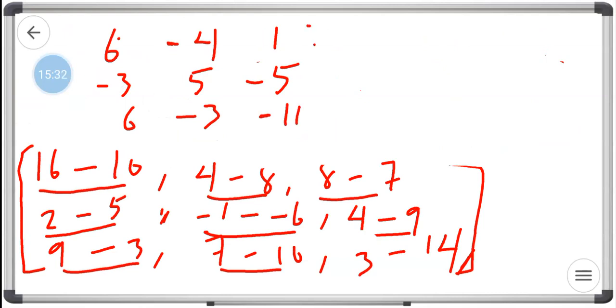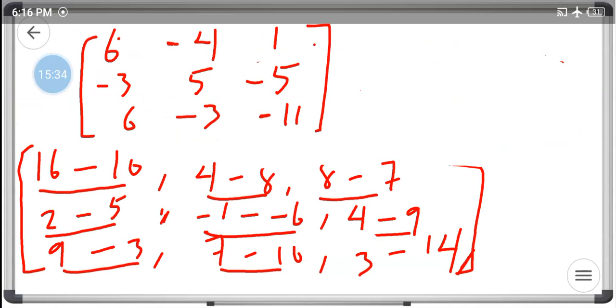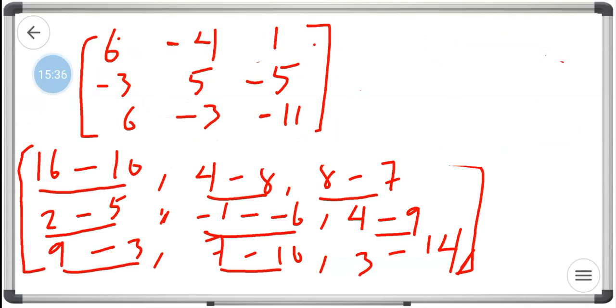Minus 11, that's 3 minus 14, that's minus 11. So we've been able to solve that question, and we got our answer to be a 3 by 3 matrix.